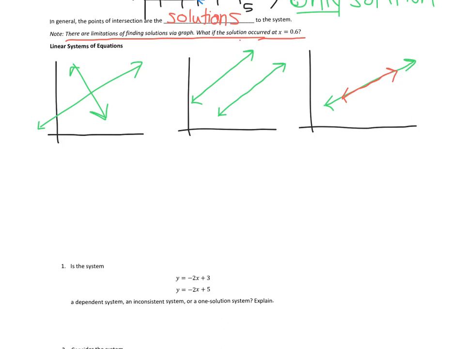So we have those different types of solutions for linear systems, all right? So again, the points of intersection are the solutions. If they intersect once, it's one solution. If they're parallel lines, it's 0 solutions. And same line is infinitely many solutions.